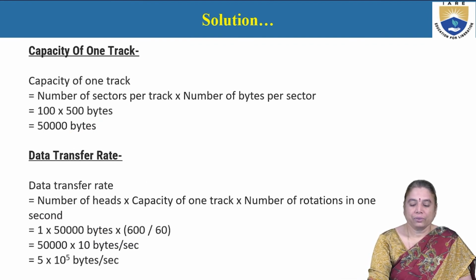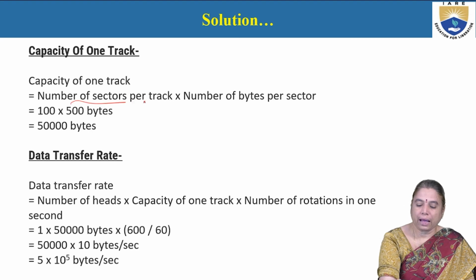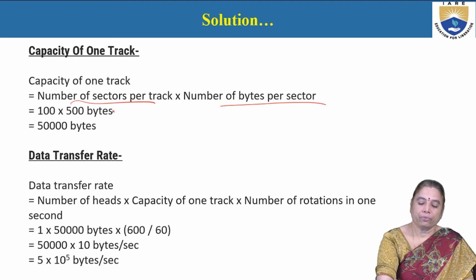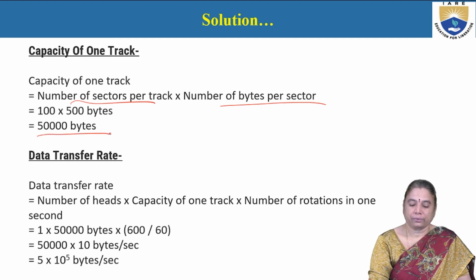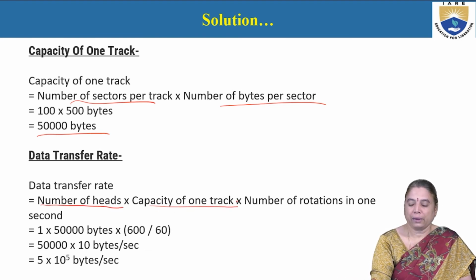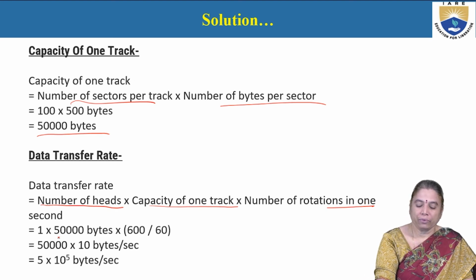Capacity of one track is equal to number of sectors per track multiplied by number of bytes per sector. So 100 into 500 bytes, 50,000 bytes. Data transfer rate is calculated with number of heads multiplied by capacity of one track multiplied by number of rotations in 1 second. So it can be 1 into 50,000 bytes multiplied by 600 by 60. So it is 5 into 10 power 5 bytes per second.